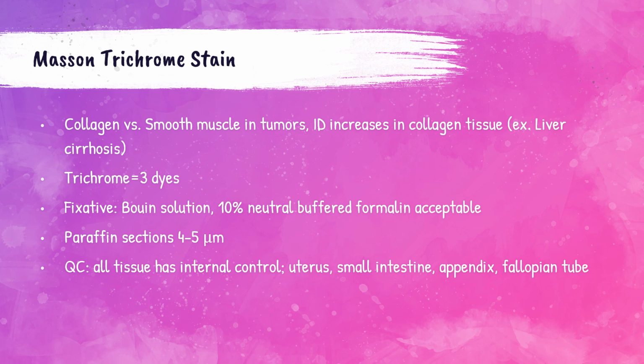For this stain, tissues need to be fixed with Bouin solution. Of course, this is the preferred fixative, but 10% neutral buffered formalin is also considered acceptable. Paraffin tissue sections need to be cut at 4 to 5 microns in thickness. Now, most tissues have an internal control. However, if an additional control tissue is needed, you can use uterus, small intestinal tissue, appendix tissue, or fallopian tube tissue for this stain.